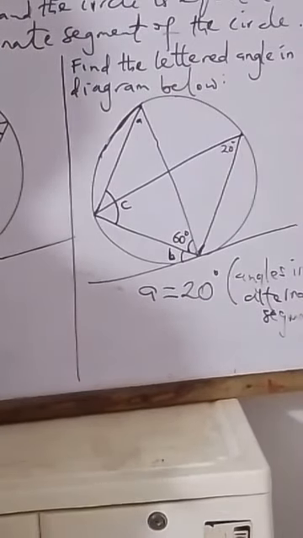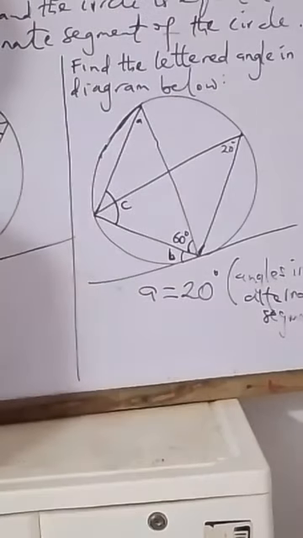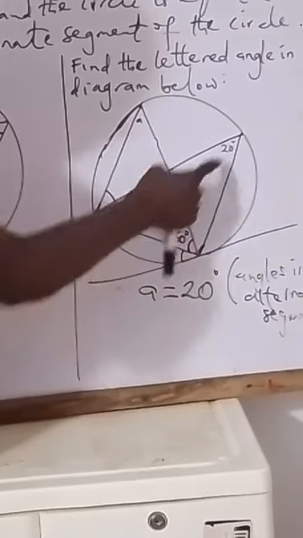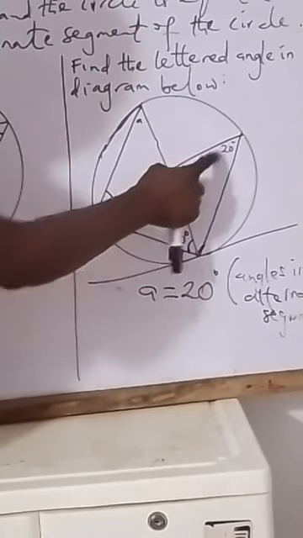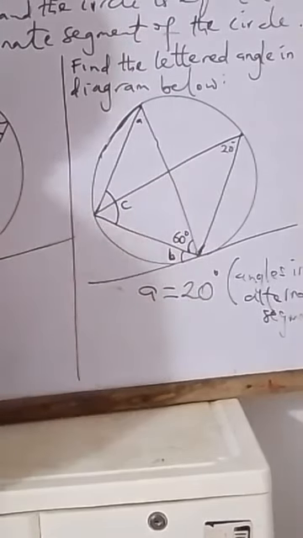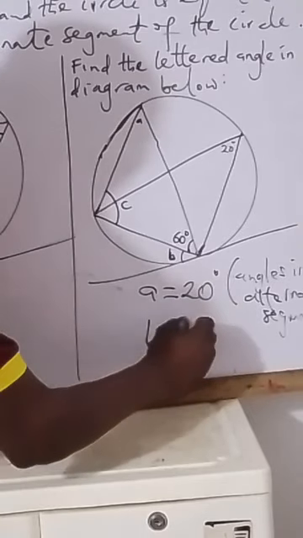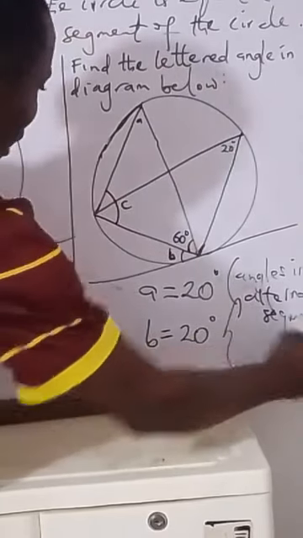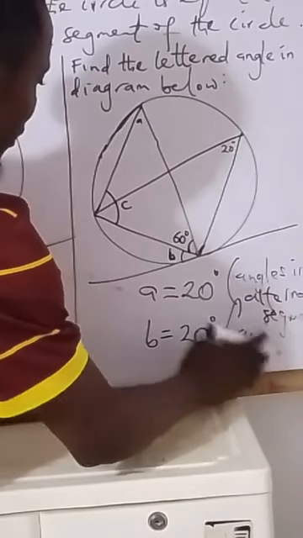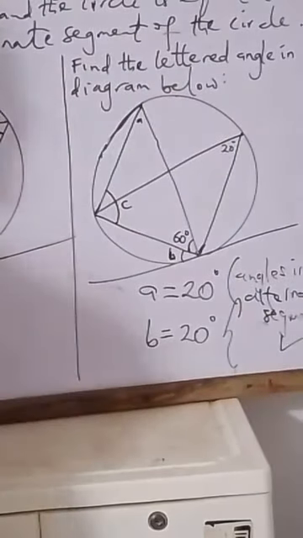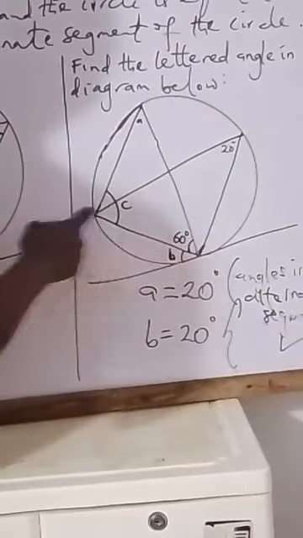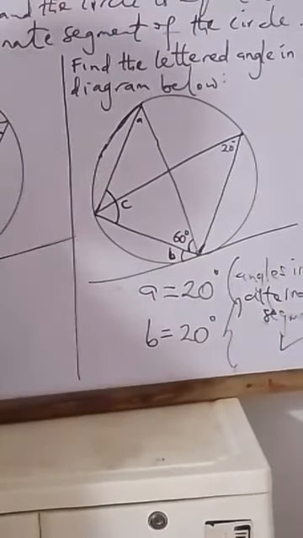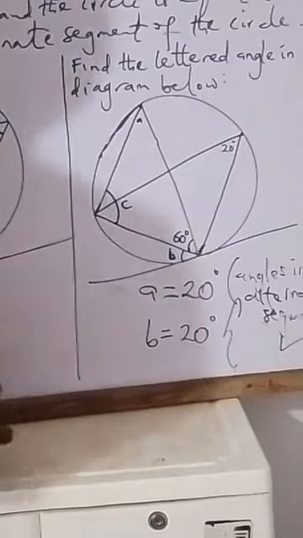Again, from the theorem we just treated, we said the angle formed between the tangent to a circle and a chord is equal to the angle formed in alternate segments. Look at angle B and angle 20. What can you say about them? You would realize that angle B also is equal to 20 degrees. Why? The same reason. Angles in alternate segments. The angle formed between a tangent and a chord is equal to the angle formed in an alternate segment.